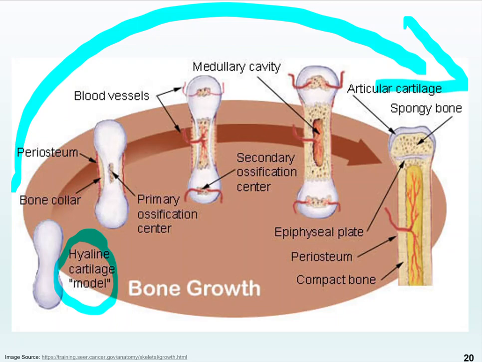Then that cartilage starts to get ossified, starts to become bone cells. You start to form that central canal in your secondary ossification center. And then you start to continue to form all of that ossified into your spongy and compact bone, except where you're going to have the epiphyseal lines and the articular cartilage.